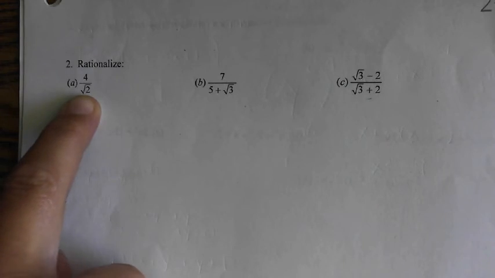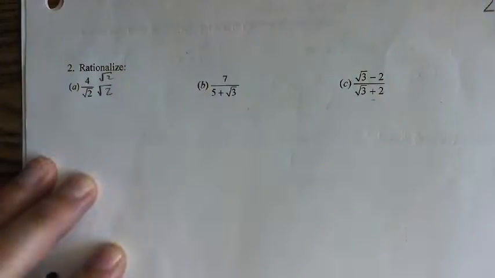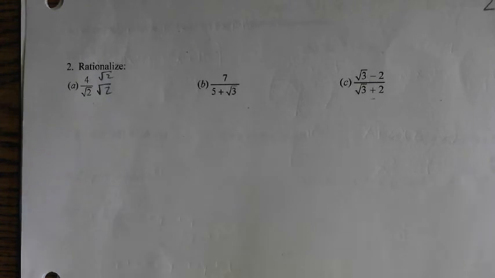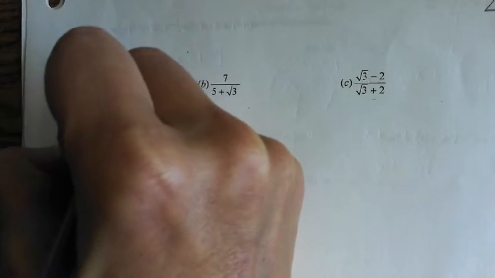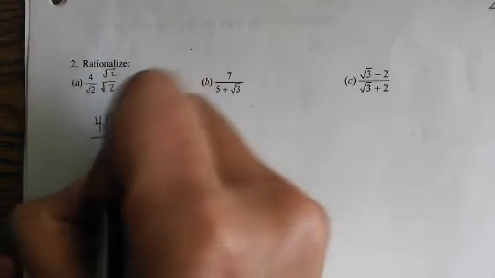So this denominator is a monomial. When it's a monomial, you can just multiply by the radical portion over itself. So you're multiplying by 1, but in kind of a fancy way. You're not changing the value, but you change the appearance. So your numerator is 4 root 2, and your denominator is just 2.